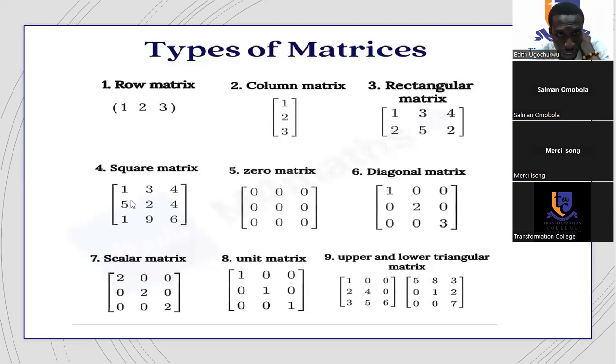Yes, we are using the square matrix and the lower triangular matrix. So look at the square matrix: 1, 3, 4, 5, 2, 4, 1, 9, 6. That's what we are using. And the lower triangular matrix: 5, 8, 3, 0, 1, 2, and 0, 0, 7. Those are the two matrices we are simplifying. So let's quickly do justice to that.